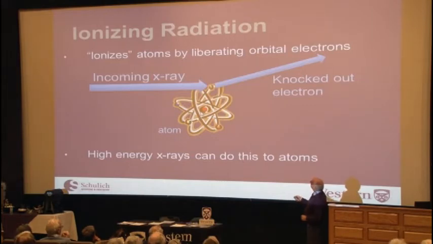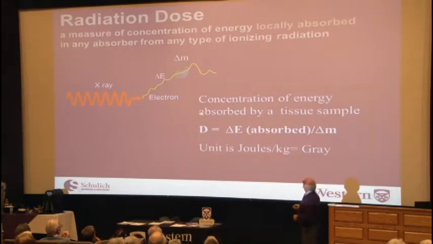So an incoming X-ray can liberate an electron that's flying around the nucleus of the atom, and it just kicks that electron out, and the knocked out electron is actually the particle that can lay down the radiation dose. So that's how that works. And there's a concept called radiation dose. It's the amount of energy that the electron will deposit in a small piece of tissue.